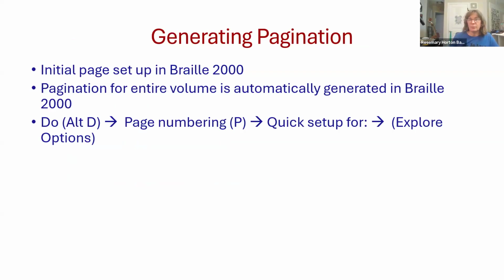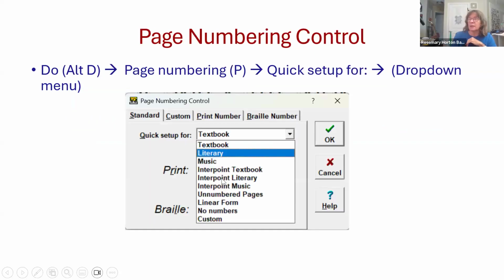Generating pages in Braille 2000 is wonderfully easy. I was so grateful to learn this years ago after doing all that stuff manually. The pagination for the entire volume is automatically generated. The print pages are brought in. And then the Braille pages are the ones, well, either one. The command for entering them is do page number, quick setup for, and you'll see the quick setup for, and then explore the options. And I'll actually, here it is.